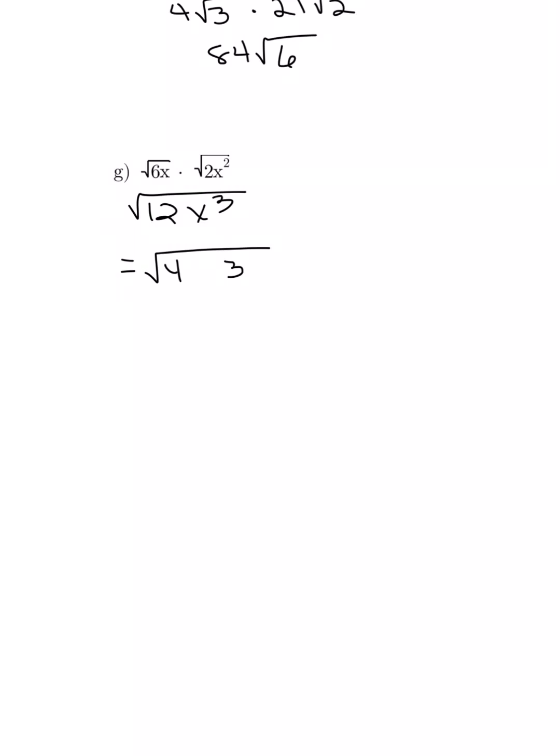X cubed does not divide by 2, but x squared does. So I'm going to break x cubed into x squared times x. Now I'm going to do the square root of the 4x squared. Square root of 4 is 2. 2 divided by 2 gives me x to the first. Those come out. The other items that we can't do square roots of stay inside.